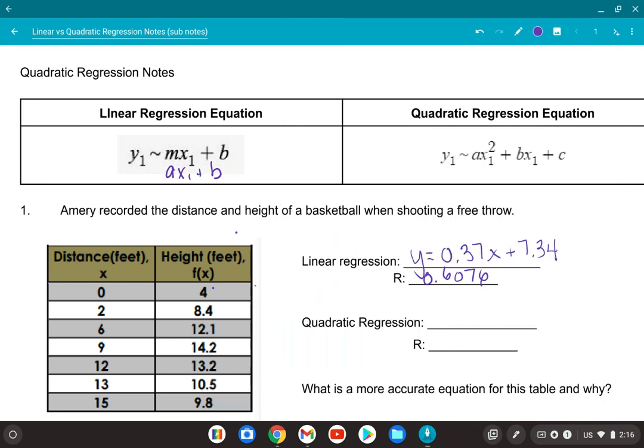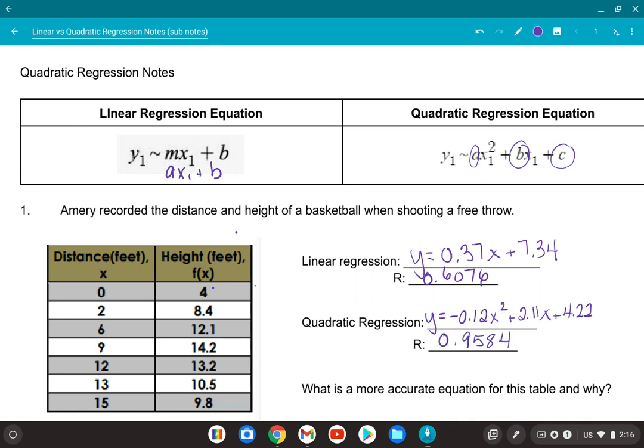So if we write it, y equals negative 0.12x squared plus 2.11x plus 4.22. So all I'm doing is plugging in the A, the B, and the C into the equation. That's it.